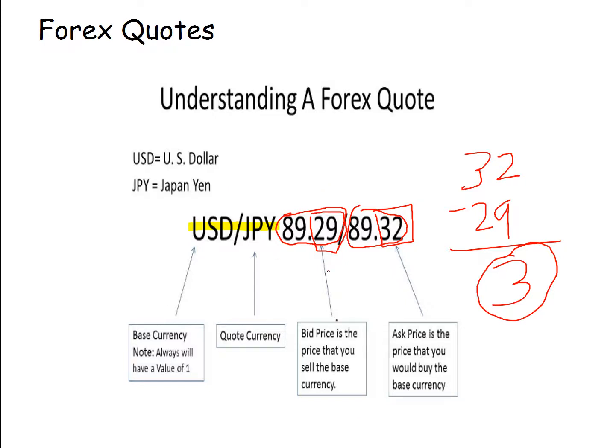The quote of the USD JPY is 89.29 to 89.32. This is your bid, this is your ask, here's your difference, okay? Boom. Alright, there's your difference. Your difference is 3, your spread is 3 on that pair. That's always how a Forex quote will work. Okay.